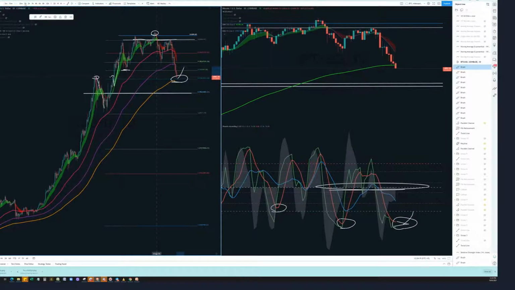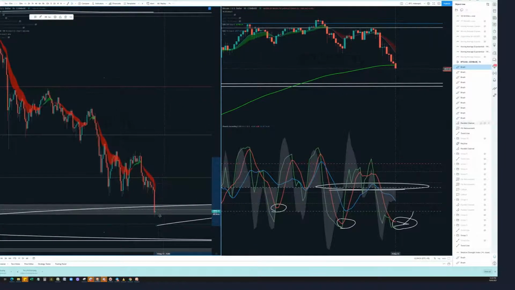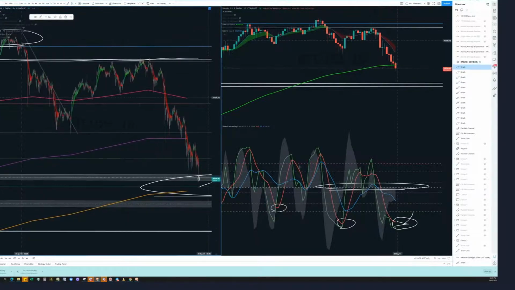So let's look at the hourly. On the hourly, we started to see a bit of a candle, and it's hit my zone, as you can see.